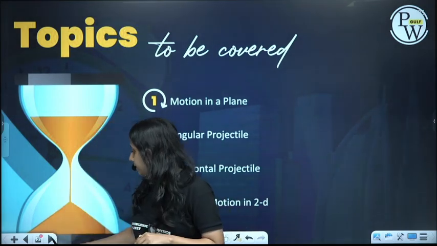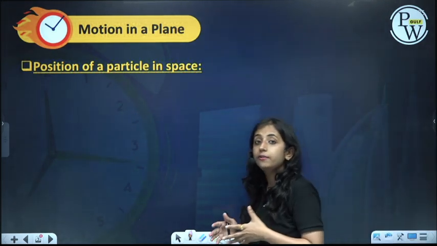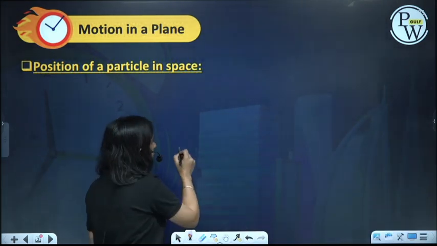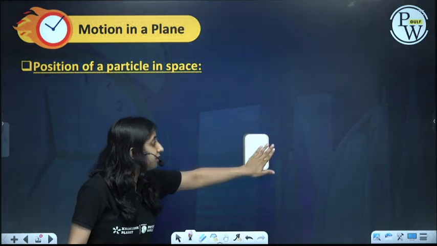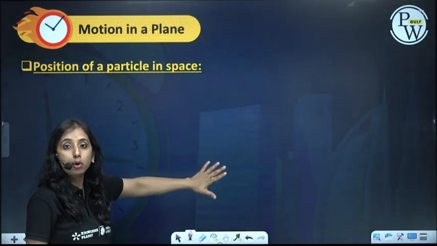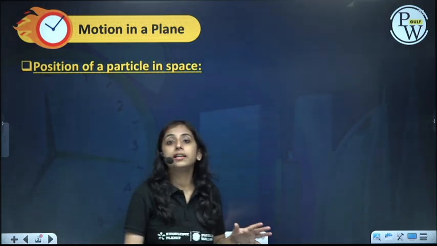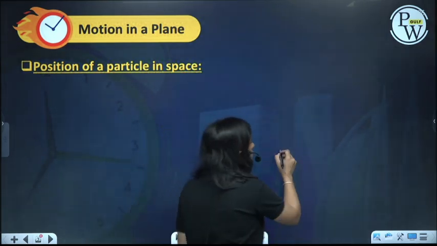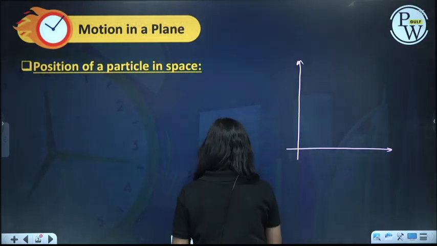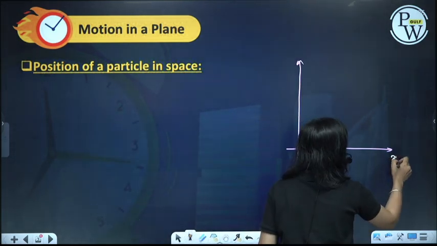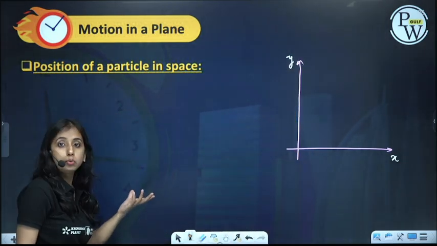Okay, so let's start the chapter Motion in a Plane. So how do we define a plane? When we define a straight line, it has a single dimension. But a plane, just like this board or this sheet of paper, the floor, everything is a plane. It has two dimensions. We can call one dimension x and the other dimension y. So this is a 2D plane.